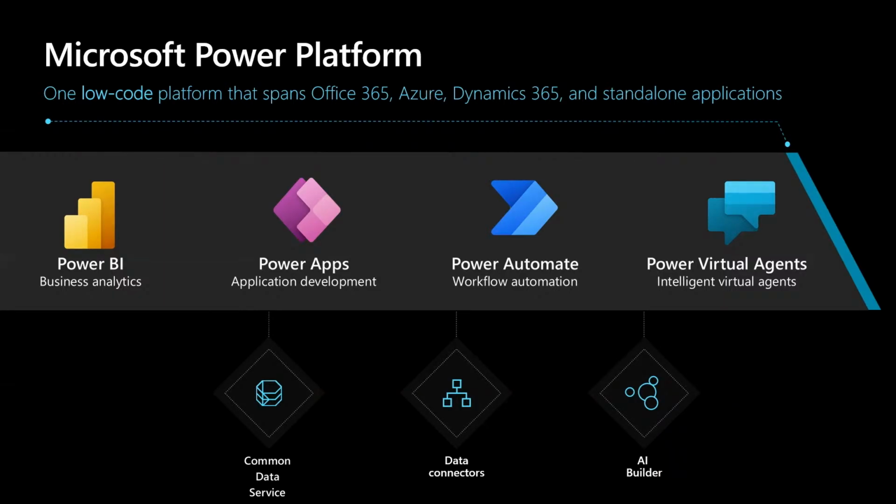So the Microsoft Power Platform is this low-code. It's really supposed to be a low-code, no-code. It tends to be more of a low-code platform that spans, and I'm going to read this off. I'll try not to read my slides, but in this case, I'm going to. Spans Office 365, Azure, Dynamics, and standalone applications. Those standalone being a lot of the ones I just referenced, those older applications that may or may not be service-enabled.